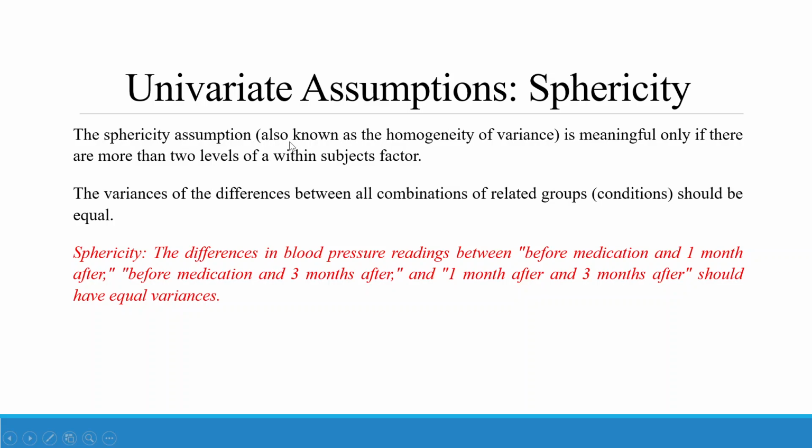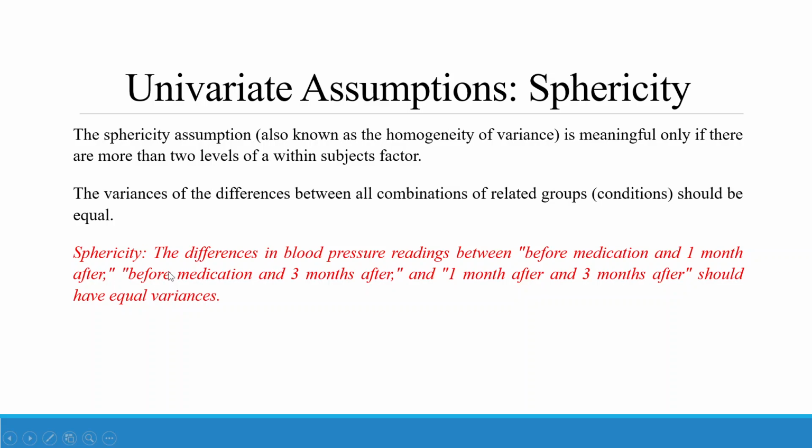The sphericity assumption, also known as a homogeneity of variance, is meaningful only if there are more than two levels of within subject factors. So we are having more than two levels, T1, T2, T3, the weights taken at T1, T2 and T3. The variances of the difference between all the combinations of the related group conditions should be equal. This I'll explain in the next slide.